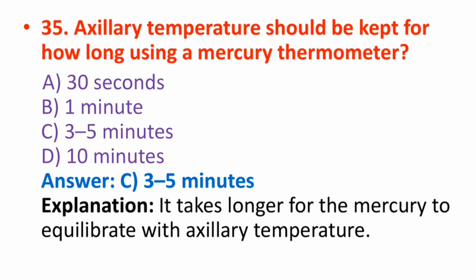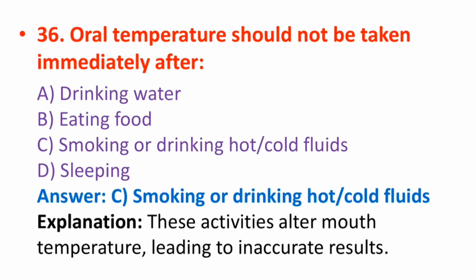Axillary temperature should be kept for how long using a mercury thermometer? Option A 30 seconds, option B 1 minute, option C 3 to 5 minutes, option D 10 minutes. The correct answer is option C 3 to 5 minutes. It takes longer for the mercury to equilibrate with axillary temperature. Axillary temperature should be kept for 3 to 5 minutes.